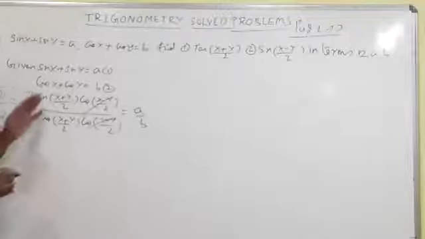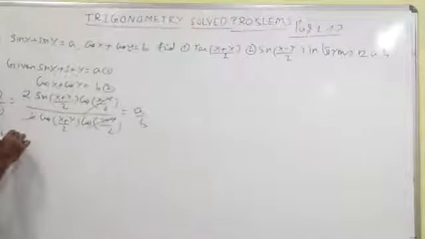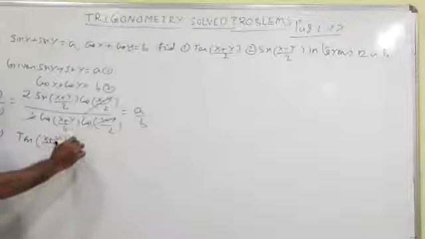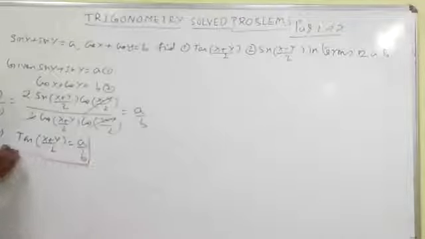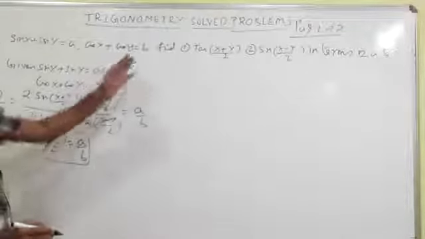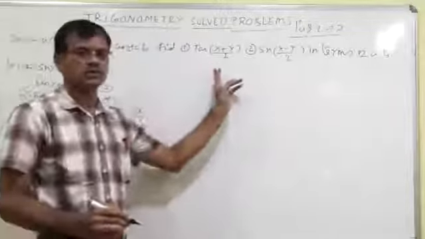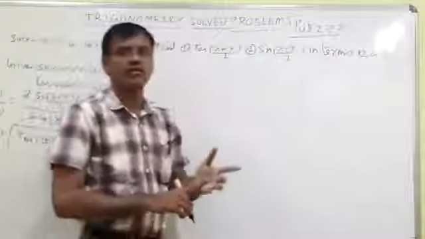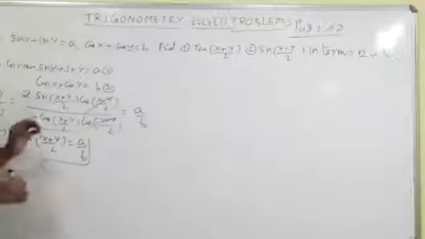We know that sin theta by cos theta is always tan theta. So tan of (x plus y) by 2 we got as a by b. This is the first answer. Now the first one is proved: tan of (x plus y) by 2 is a by b. Now we need to calculate the value of sin of (x minus y) by 2.